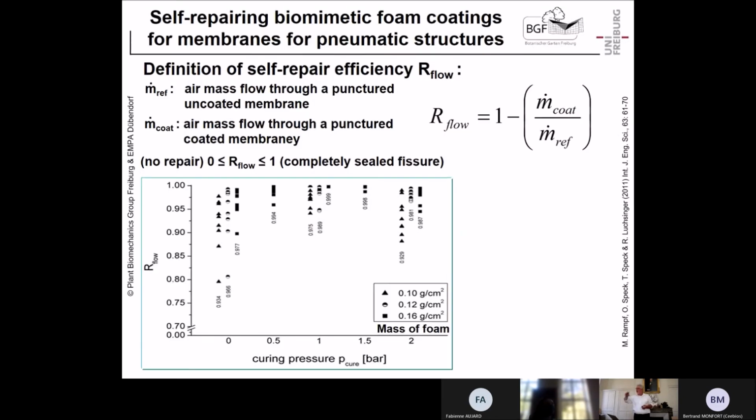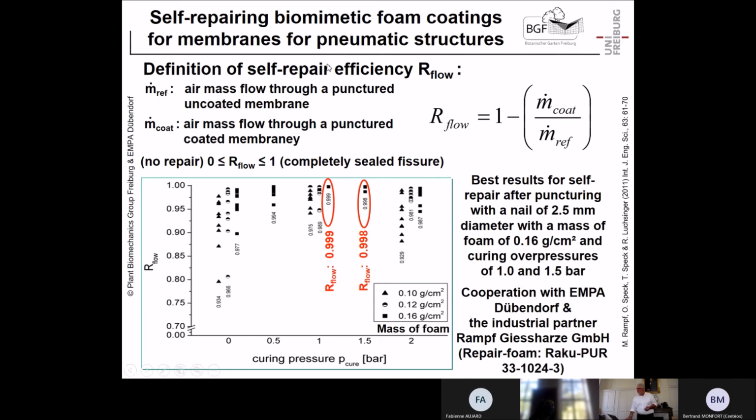And this is really great. And what we do, we calculated everything. I don't want to go into the physics in detail. We defined a self-repairing efficiency, where the efficiency is calculated as 1 minus the air mass flow through a coated membrane, divided by the air mass flow through the reference membrane. If the coated membrane is entirely dense, no air leaks out, then the ratio is 0, and the efficiency is 1. And if there's no difference, so we have no self-sealing effect, then the ratio is 1, and the efficiency is 0. So an efficiency of 1 means entire sealing, an efficiency of 0 means no sealing. And if you look here, we have efficiency values of 0.999, 0.998, so it's nearly entirely sealing.